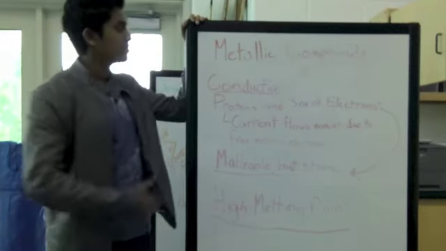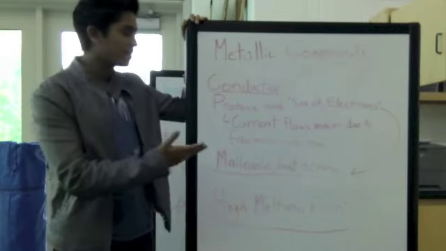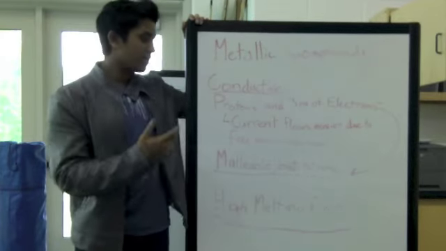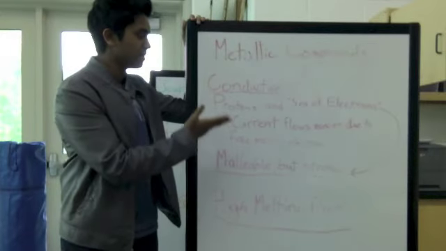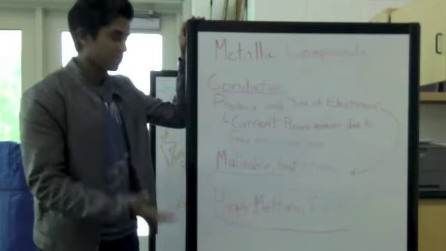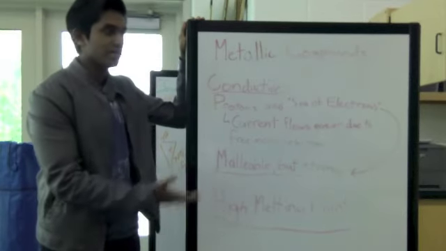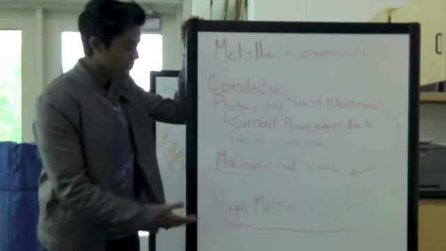Alright, so in review, metallic compounds are conductive due to their protons and sea of electrons. When an electrical current hits the metallic compounds, the sea of electrons allows the current to flow through the compound. And due to the sea of electrons, it's also malleable but strong, so it can be bendable but it can't break. And it also gives it a high melting point.